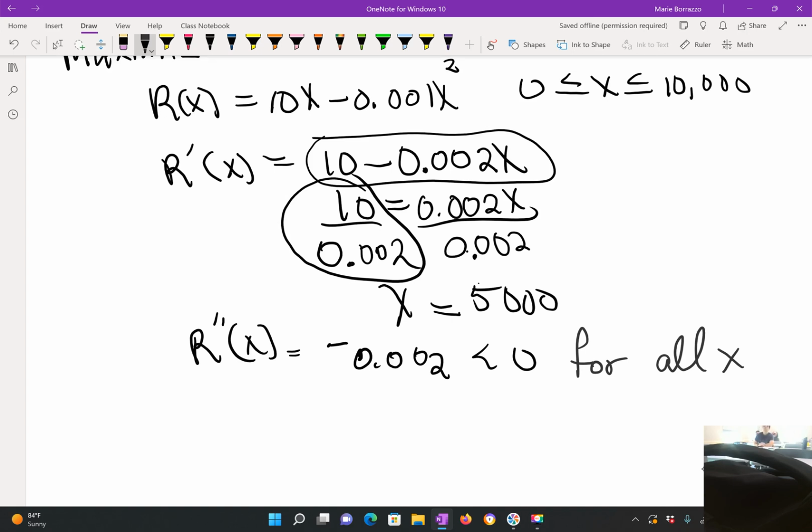If you recall in the previous one, what did I say? It was 0.64, positive, so it's concave up. In this one, what do we get? Negative, so that means it's concave down, so that's why less than 0.